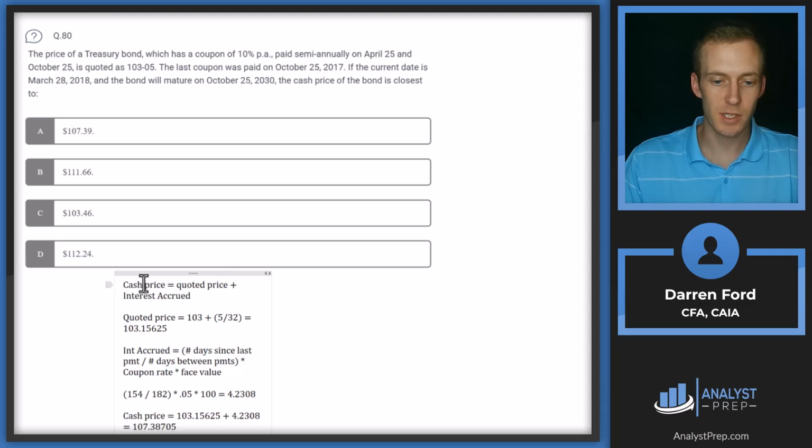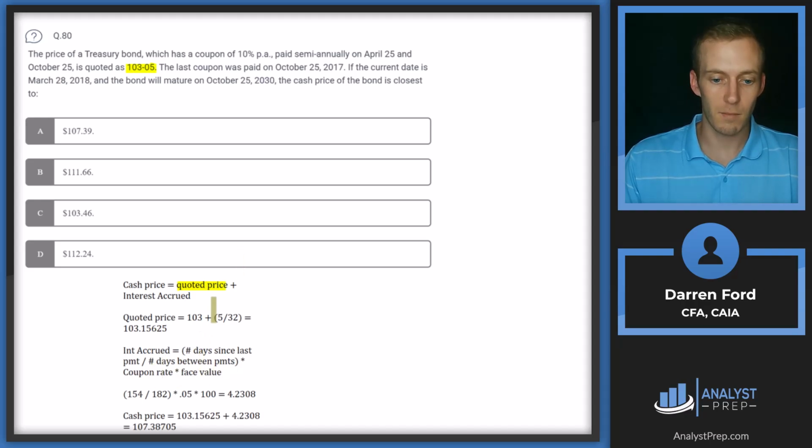So our cash price is going to be equal to that quoted price plus the interest accrued. So quoted price is going to be given right here. So it's 103-05. As a reminder, this -05 is quoted in 32nds. So it'll be 103 plus 5 divided by 32. So we've got our quoted price, which is a little over 103. And then our interest accrued is going to be number of days since last payment divided by number of days between payments, and then multiplied by coupon rate, time, and face value.